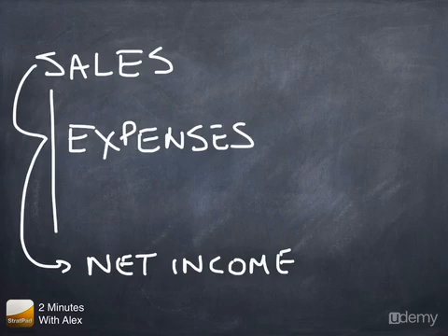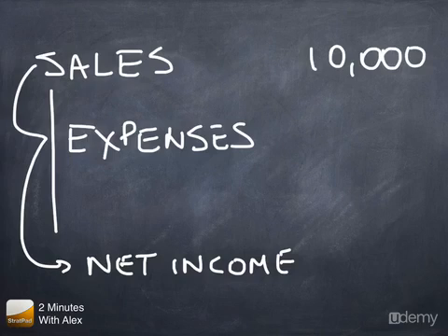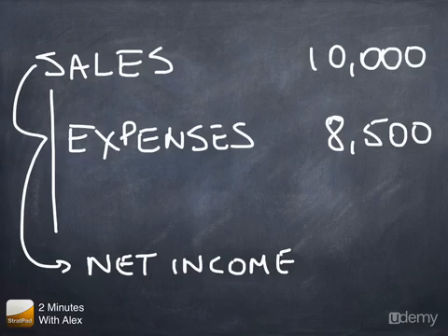Let's say that in January we had total sales of $10,000 and that all of our expenses added up to $8,500. If we subtract the $8,500 from $10,000, we'll end up with a net income of $1,500, which, because it's a positive number, means that we've been profitable.